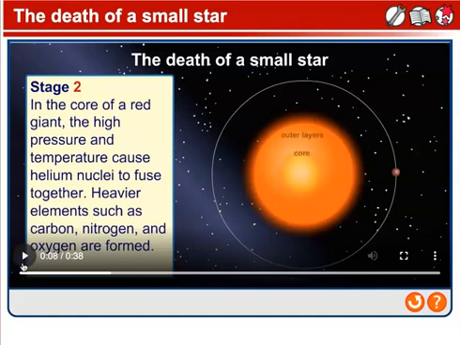Stage 2. In the core of a red giant, the high pressure and temperature cause helium nuclei to fuse together. Heavier elements such as carbon, nitrogen, and oxygen are formed.